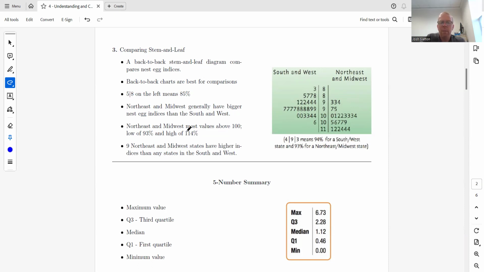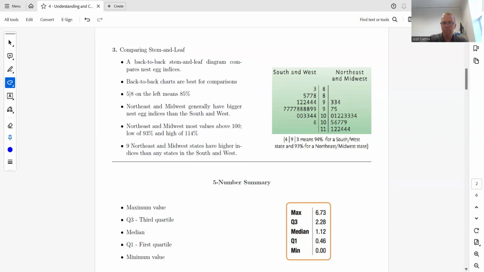Then we have Northeast and Midwest, most values above 100. So here would be your 100, 101, 102, etc. A low of 93, high of 114. And then 9 Northeast and Midwest states have higher indices than any of the states in the South and West. So the highest in the South and West would be 106, and then we have 107 over here, 107, 109, and then 111, 112, 112, 114, 114, 114. So 9 of those are completely above the South and the West.